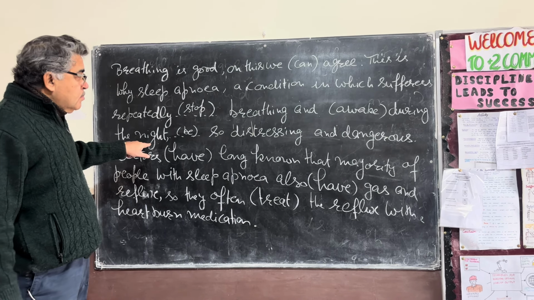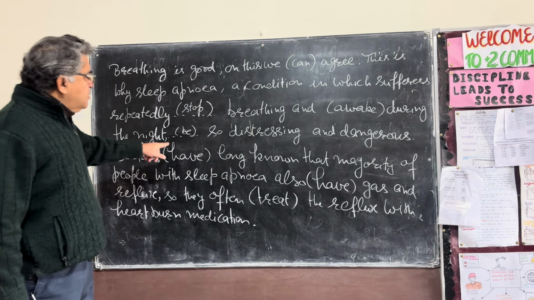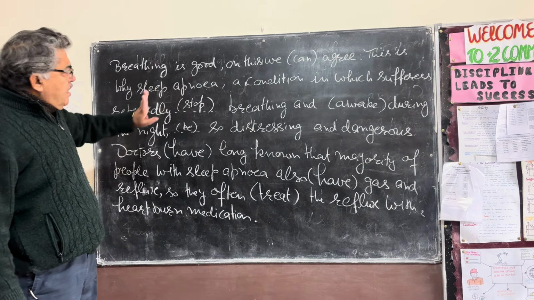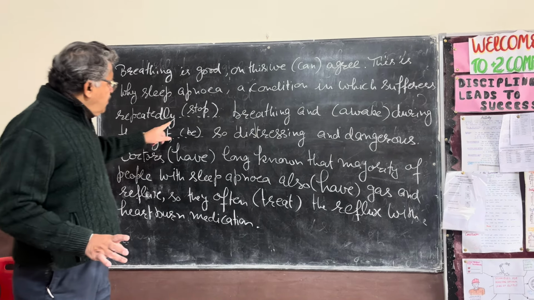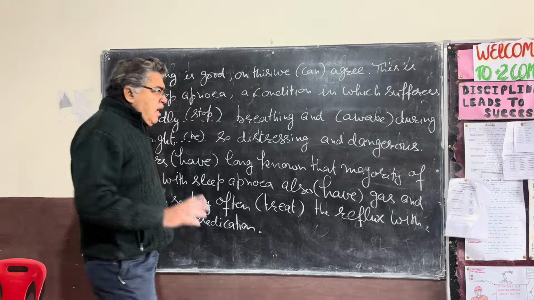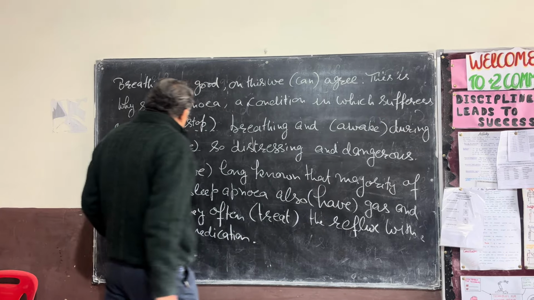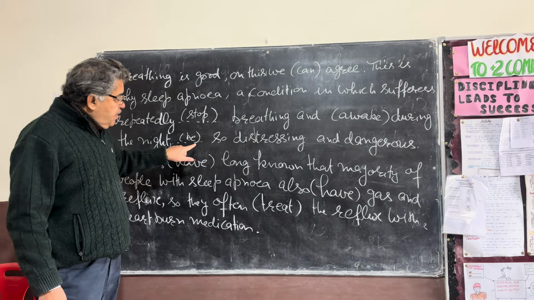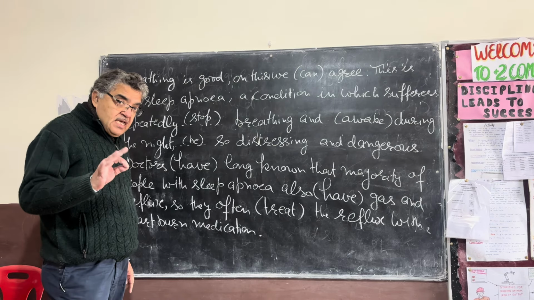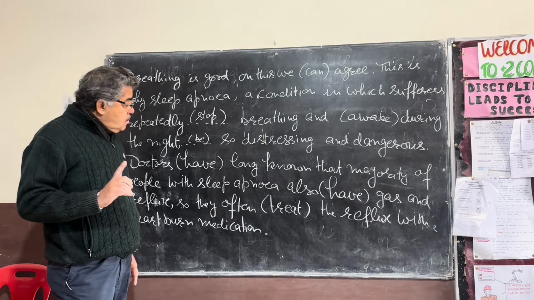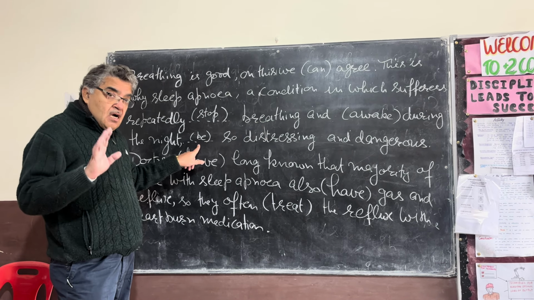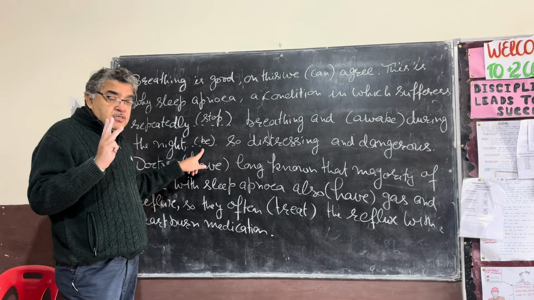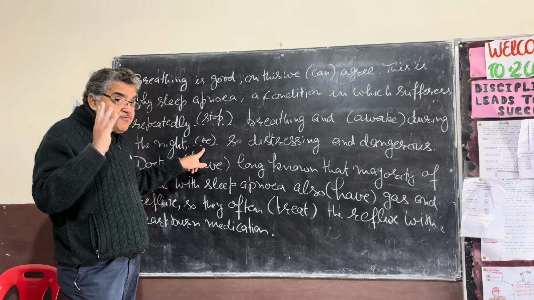During the night is so distressing. So sleep apnea is a disease in which people often stop breathing and are awake during night. This disease is so distressing. In place of be, we have made use of is. Now please note, be is a verb. It has got three present forms. What are the three? Rather, four present forms.